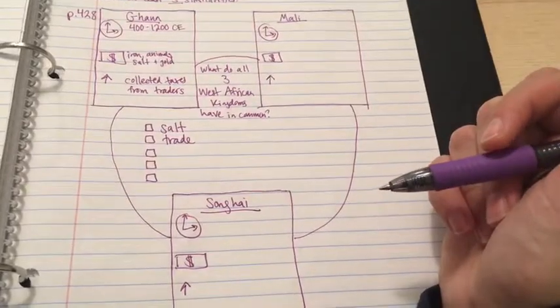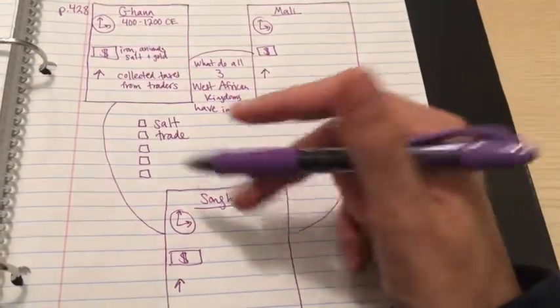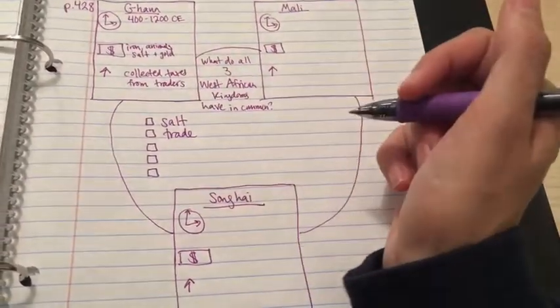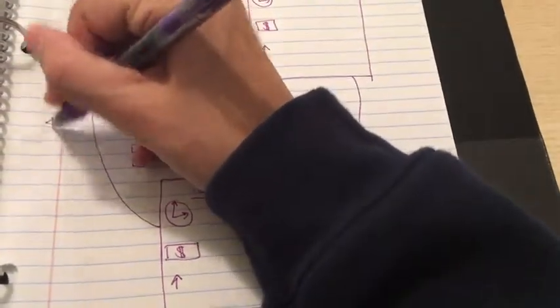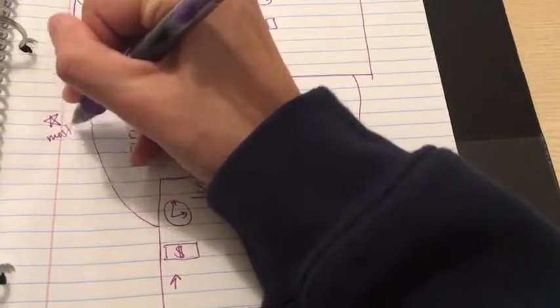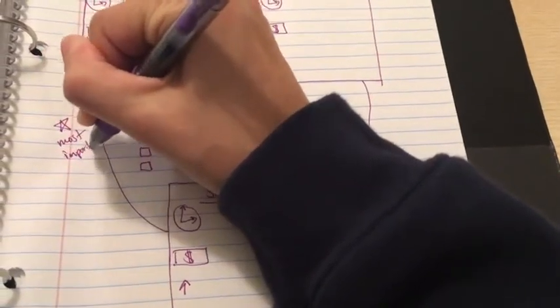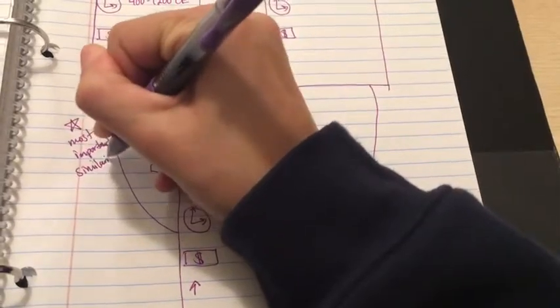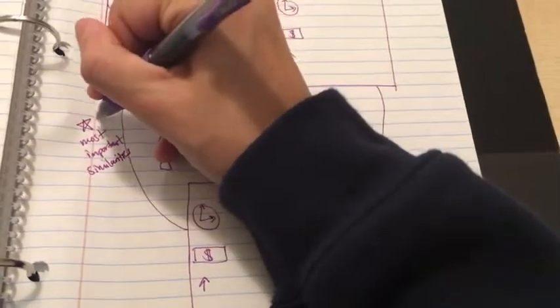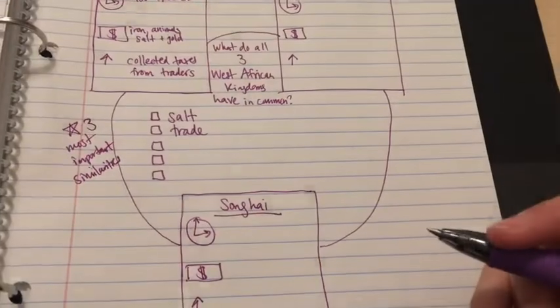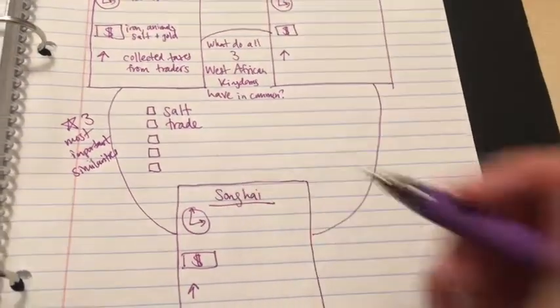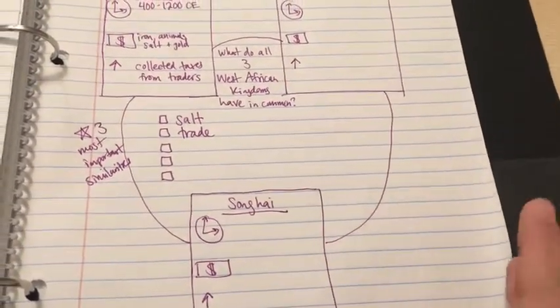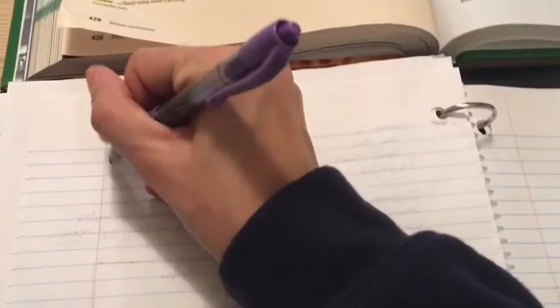common. Right? Once you've done that, I want you to star the ones that you think are the most important similarities. So, star most important similarities. Star the 3 most important similarities, because those are the 3 that you're going to write about when you come over to do your proving behavior.